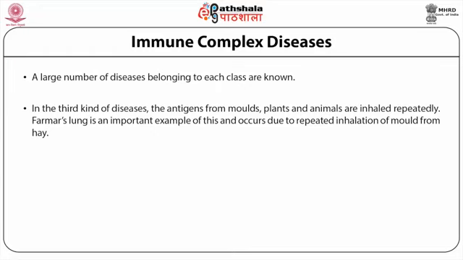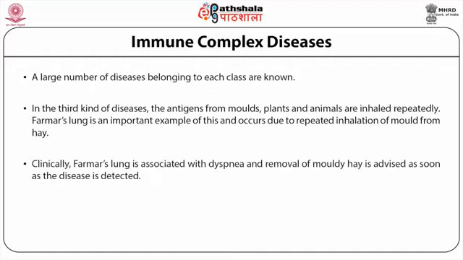Farmer's lung is an important example of this and occurs due to repeated inhalation of mold from hay. Moldy hay under damp conditions produces thermophilic actinomycetes like Micropolyspora faeni. Its small spores can penetrate the lungs to reach the alveoli. Clinically, farmer's lung is associated with dyspnea, and removal of moldy hay is advised as soon as the disease is detected.